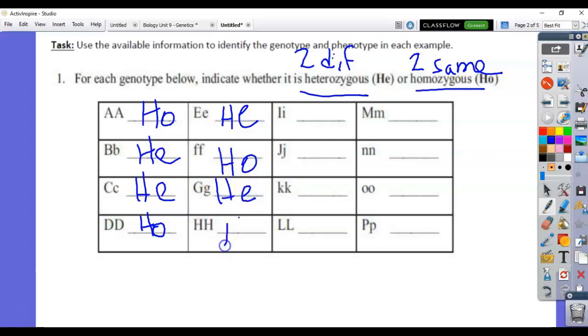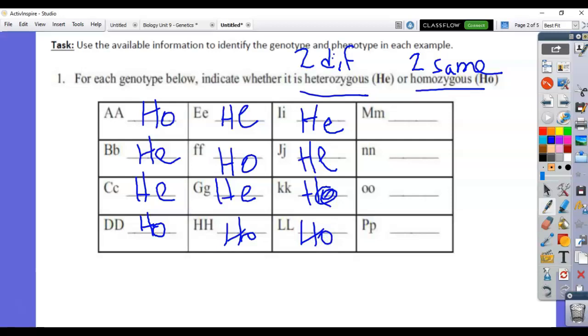Big H, those are the same, homozygous. Big I, two different, heterozygous. Capital J, lowercase, those are different. Little k, those are two of the same. Little l, or big L, those are two of the same.